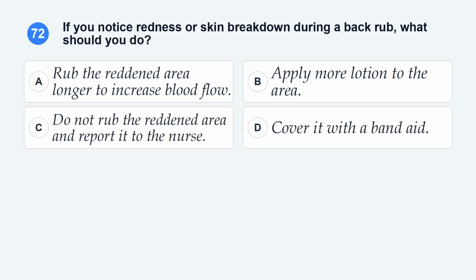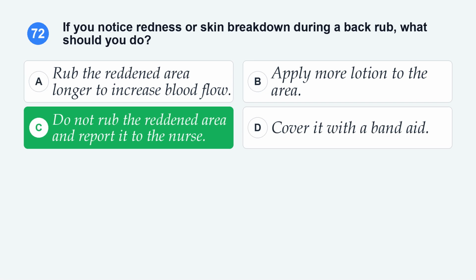Question 72. If you notice redness or skin breakdown during a back rub, what should you do? Option A. Rub the reddened area longer to increase blood flow. Option B. Apply more lotion to the area. Option C. Do not rub the reddened area and report it to the nurse. Option D. Cover it with a band-aid.